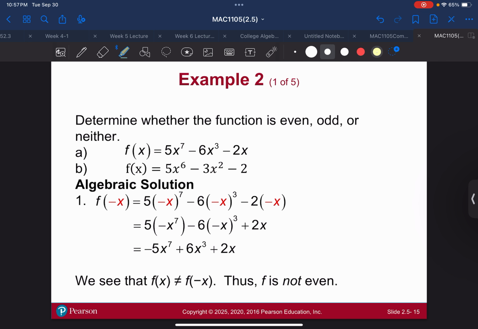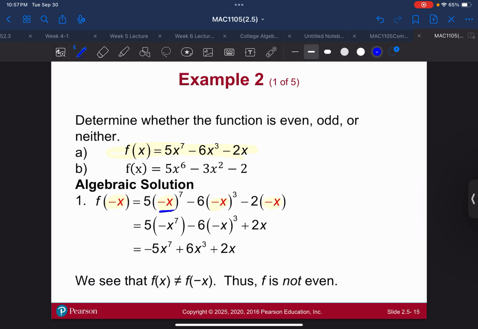Okay, so we're going to do a couple of these examples. We're going to determine whether these two functions are even, odd, or neither. So we're going to start with the first function here. And to determine whether it's even, odd, or neither, we're going to plug negative x into the function everywhere we see an x. And then we're going to simplify.